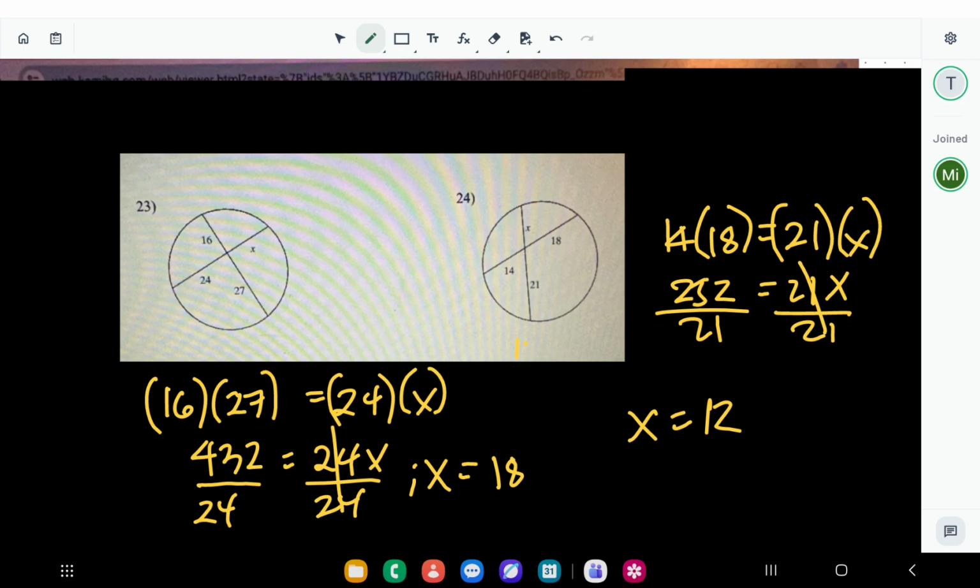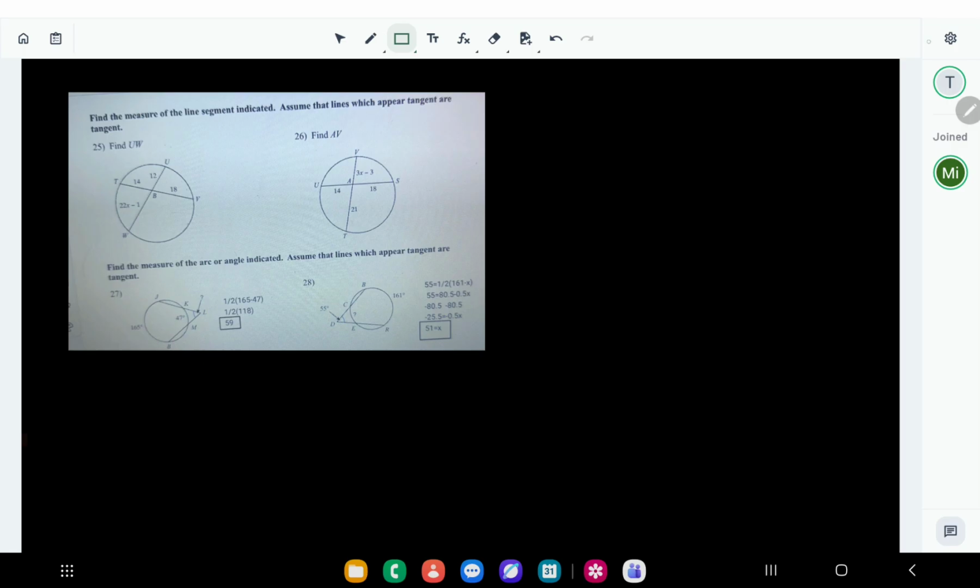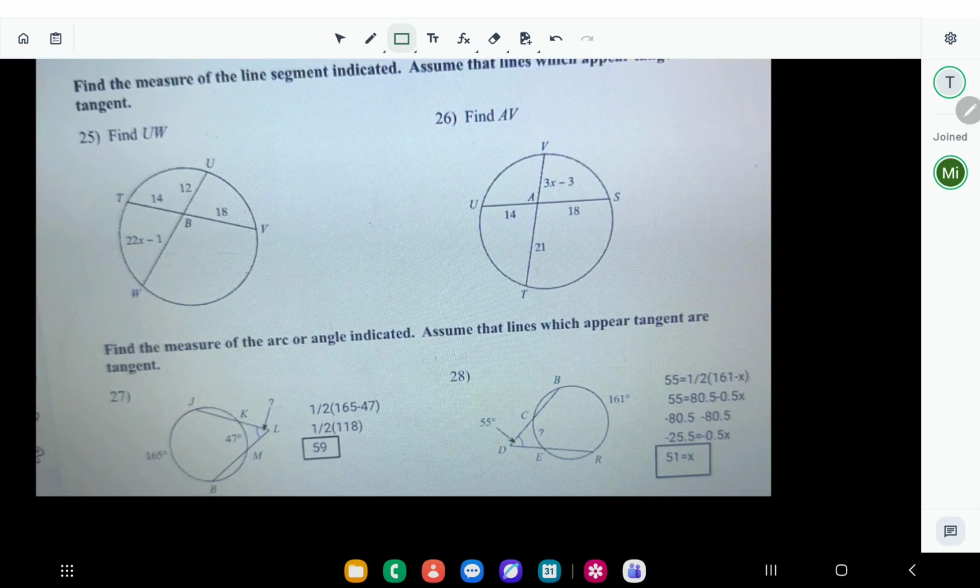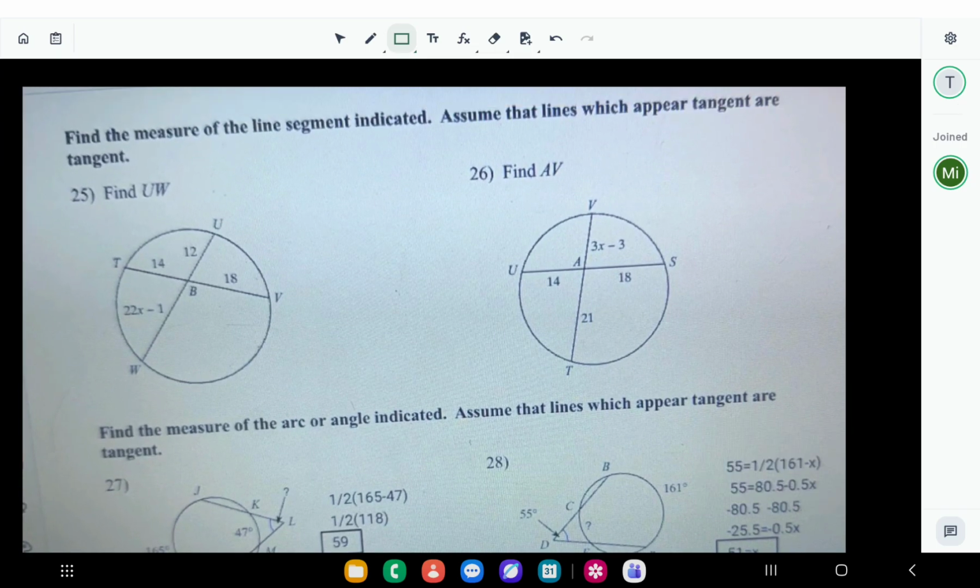Okay, can you please clear the board so I can upload 25? Now can you see it? We're on 25. Alright? Okay, find the measure of the line segment indicated. Assume the lines which appear tangent are tangent. So find UW.